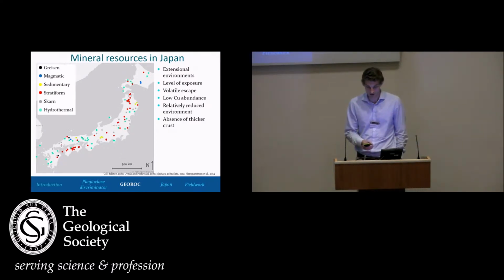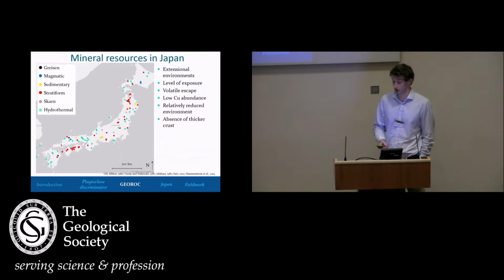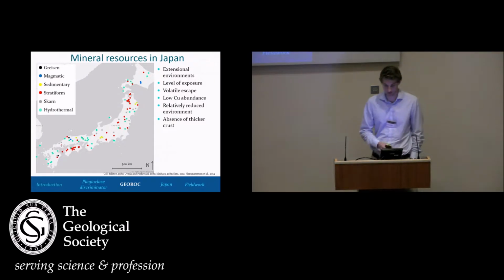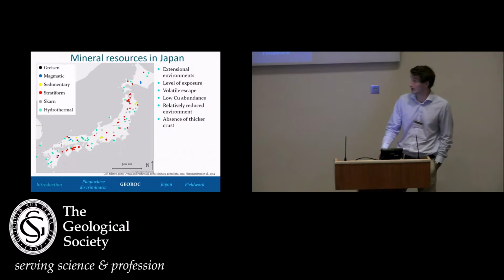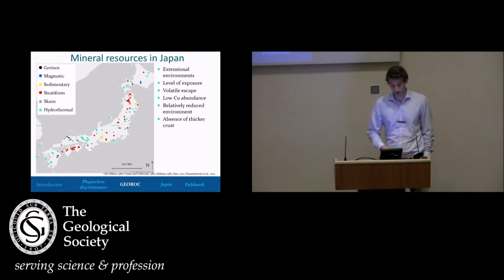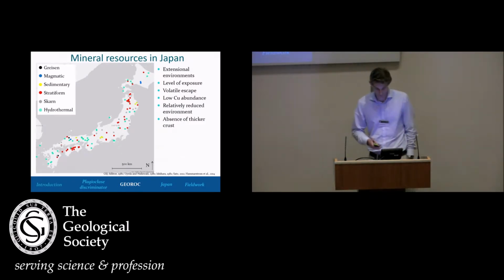Other stipulations include that copper has already gone, or that it was never originally there to begin with, so it's actually a low copper abundance in the magmas themselves. Also, there's the potential that it's a relatively reducing environment, and that a lot of the granitoid series in Japan are actually ilmenite and not magnetite series. And then it's also thought that it might be due to an absence of thicker crust, which restricts the amount of fractionation and differentiation that can occur.